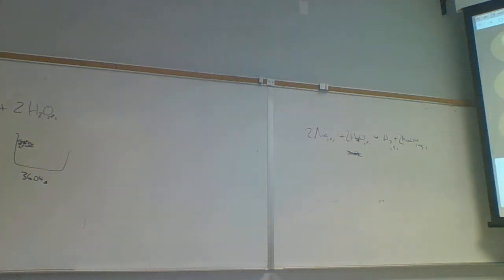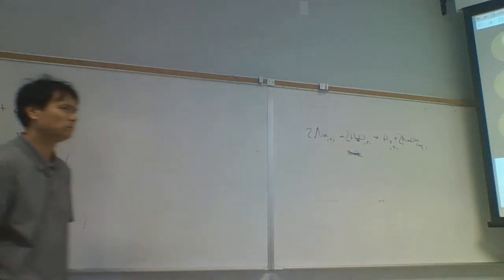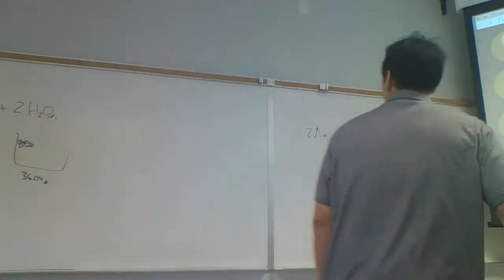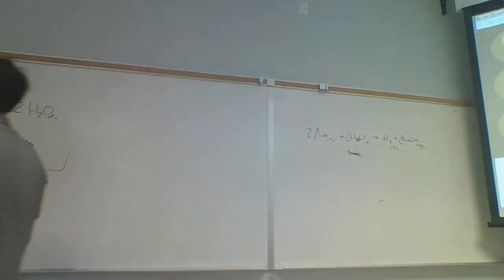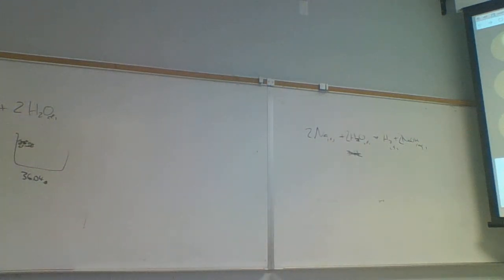Yeah, 1.0 grams per milliliter. Anyway, for sodium, what is sodium? 20, 22, 23? 23.00 grams per mole. We got 2 moles. It's going to be 46.00 grams. And so we're going to have about 46 grams of sodium metal and 36 grams of water.